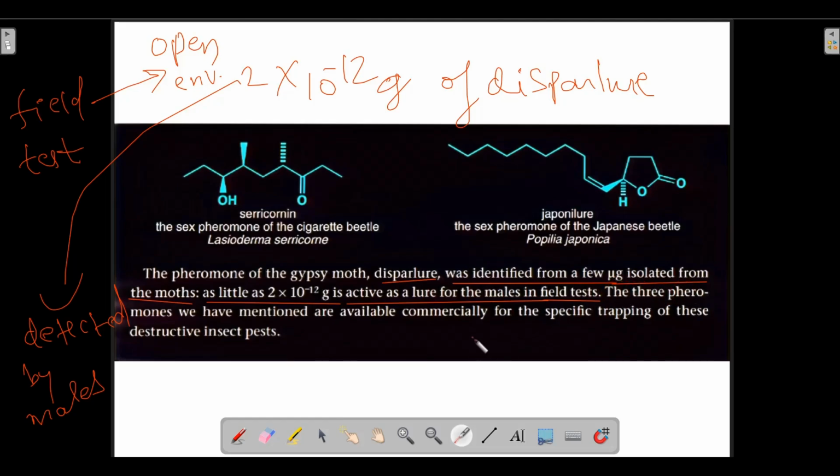The three pheromones we have mentioned. Okay, so there are three pheromones.